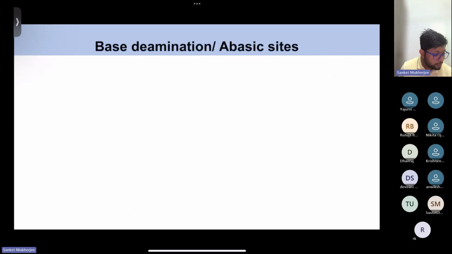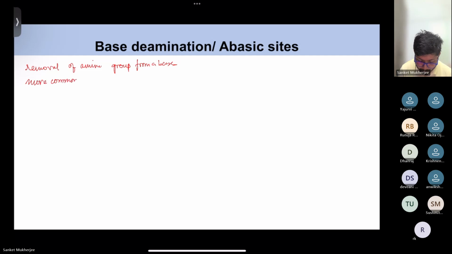Okay, now talking about base deamination. Base deamination is removal of an amine group from a base, right? This removal of amine group is more common in single-stranded DNA than in double-stranded DNA, right? And what kind of deamination reactions happen?